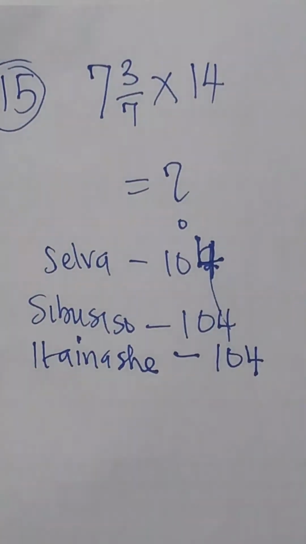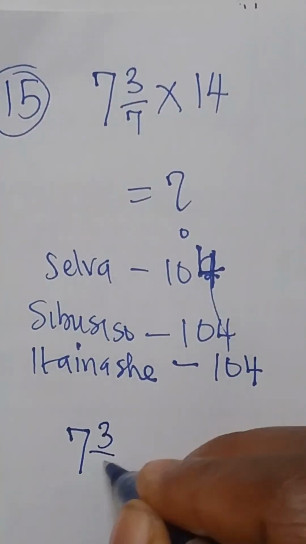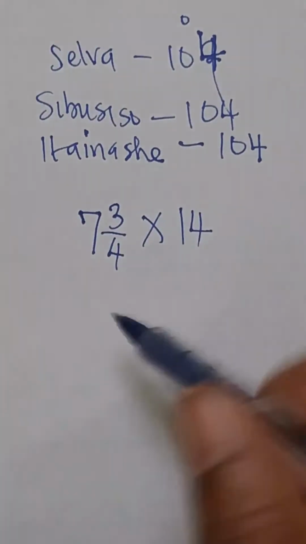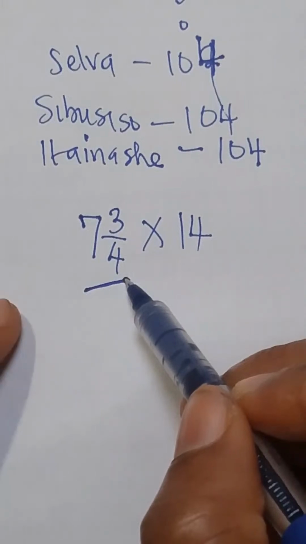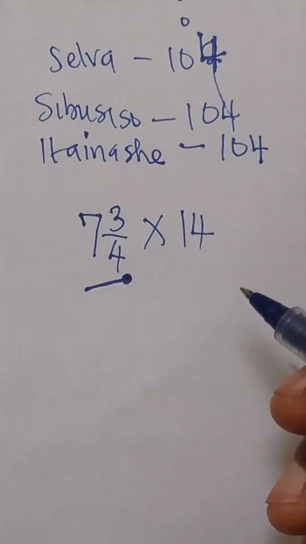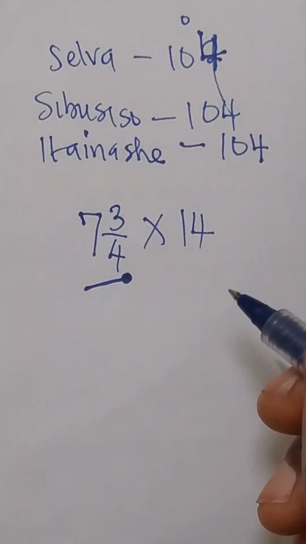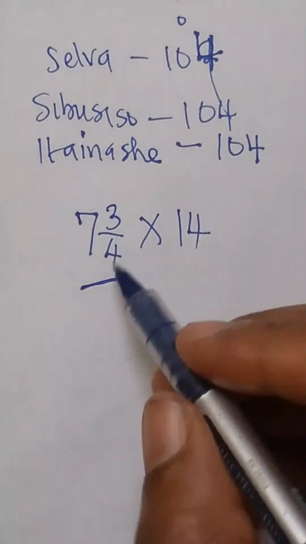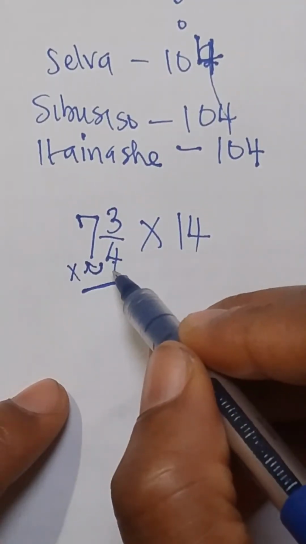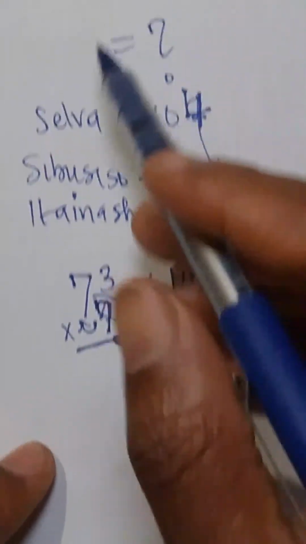Okay, so let me solve it quickly. We have 7 whole number 3 over 7 multiplied by 14. To solve this, first of all, we convert this mixed number to an improper fraction. If you don't know how to do it, check on my shorts. I've posted a video on how to convert from mixed fraction to improper fraction, but I'm still going to do this so that you learn. So we have 7 times 7, sorry, I made a mistake. It's 7 here, not 4.